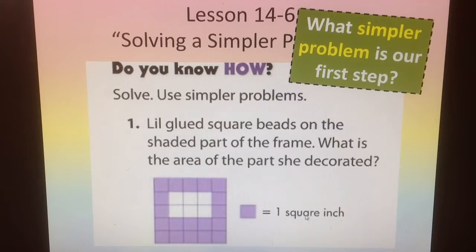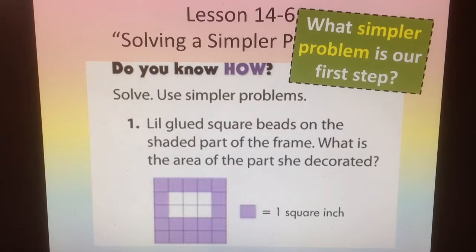Another kind of question we looked at today. Lil glued square beads on the shaded part of the frame. What is the area of the part she decorated? So the simpler problem to solve first is find the area of the whole rectangle. 1, 2, 3, 4, 5 across the top and 1, 2, 3, 4, 5 down. 5 times 5 is 25, so the whole thing, including the white part and the purple part, is 25.